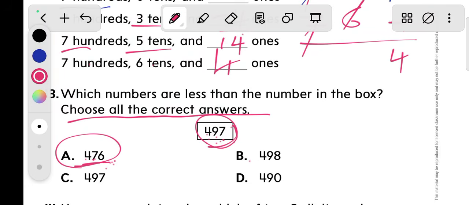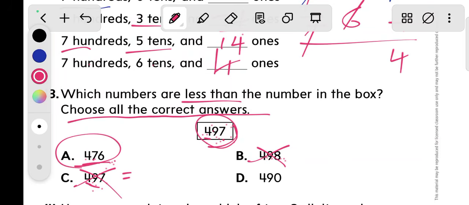Okay, what about letter B? 4 and 4. 9 and 9. 8 and 7. Which one is more? This one is more. So we can't choose it. Why? Because we need a number less than, that means we need a small number, not big. What about here? 4 is 4. 9, 9, 7, 7. They are equal. So we can't choose it because he told us just to choose the numbers less than the number in the box.